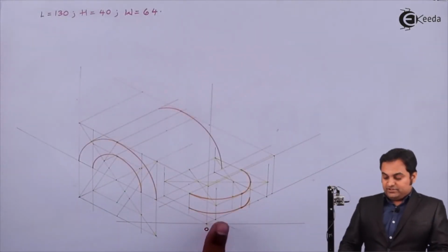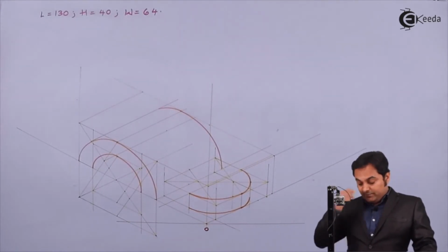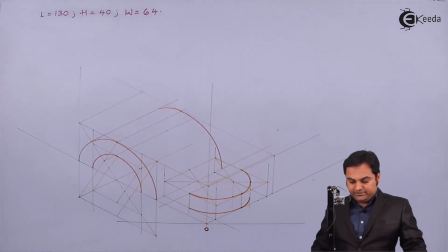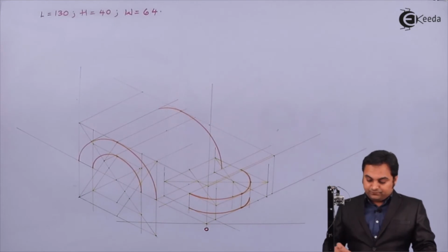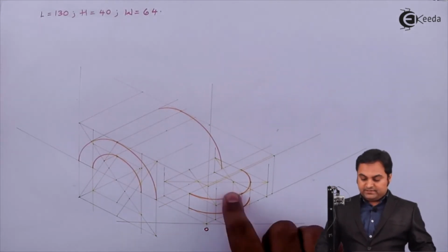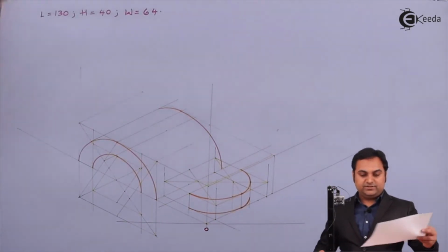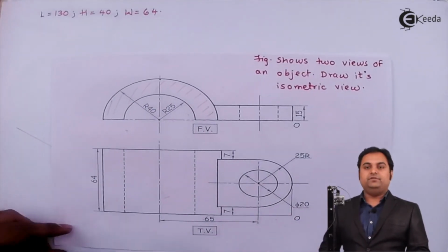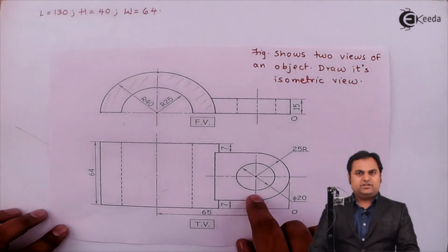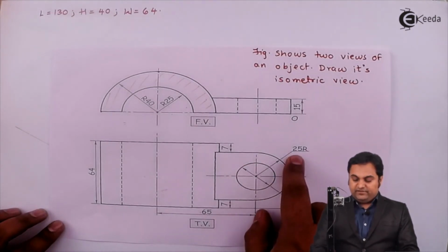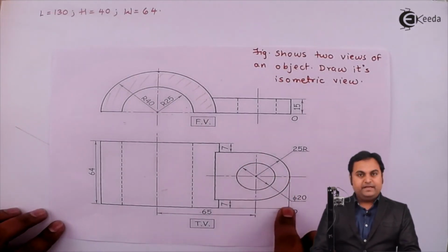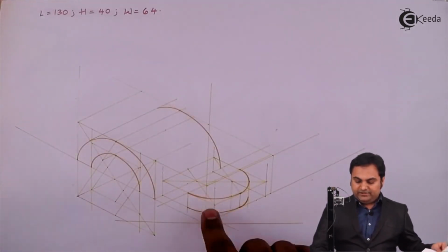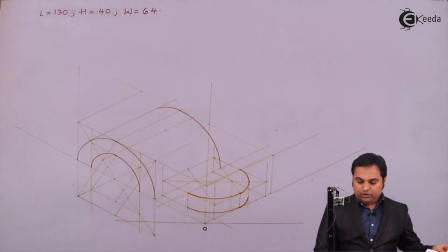So this is the semicircular disc which I am getting. First I'll keep it light. At the end I'm going to make it dark. Next, inside this semicircle there is another circle of diameter 20 mm. Now I need to draw that circle. So here inside the semicircle there is another circle having diameter 20 mm. So here I need to draw another circle of diameter 20.